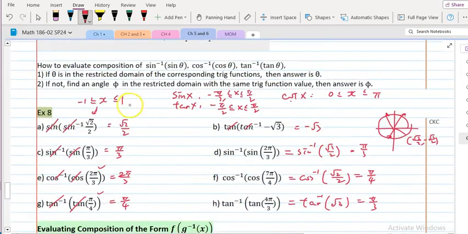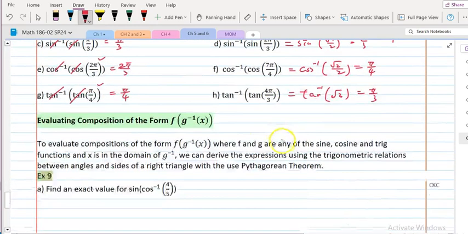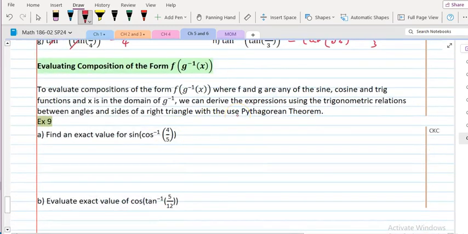I want to say for these, this will be taught again in Math 187, so I'm not going to test it. This is just for teaching people that do not take 187, but this won't be in the final. For composition of two different trig functions, so sine but then cosine inverse, you obviously cannot just cancel them. So to do this, we would use a right triangle.